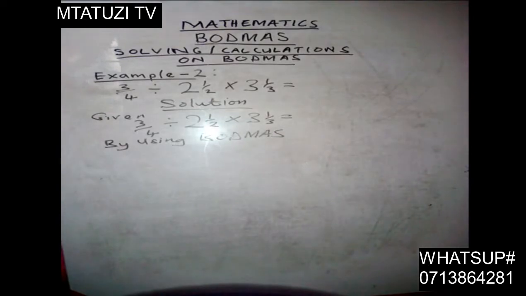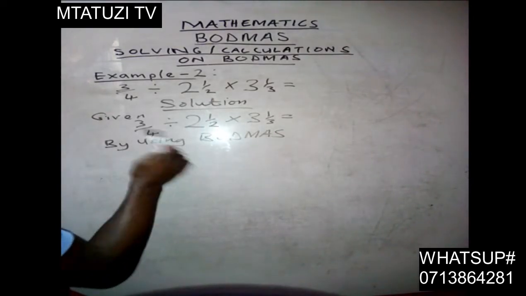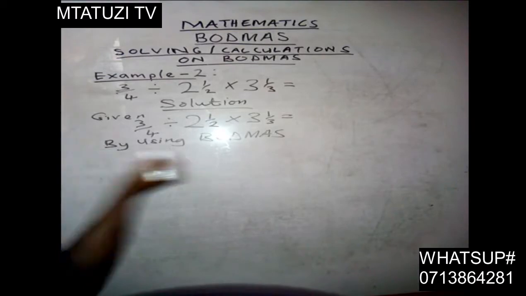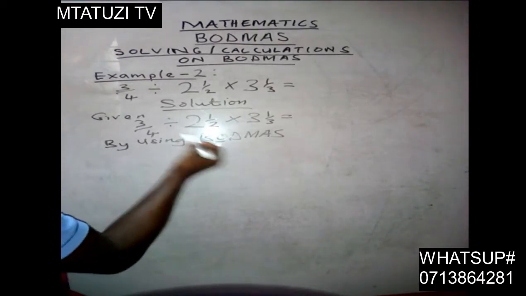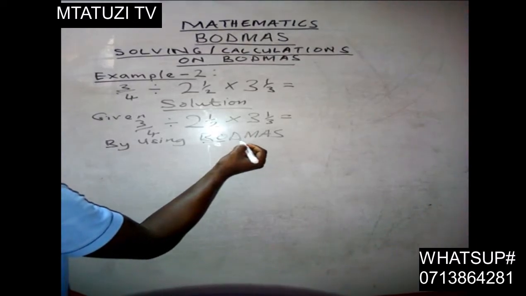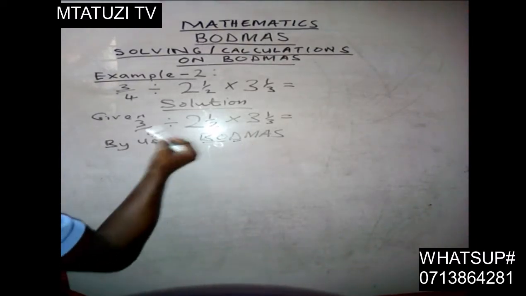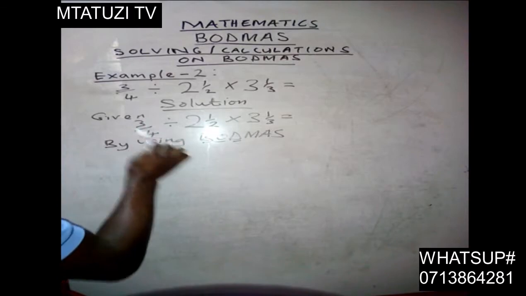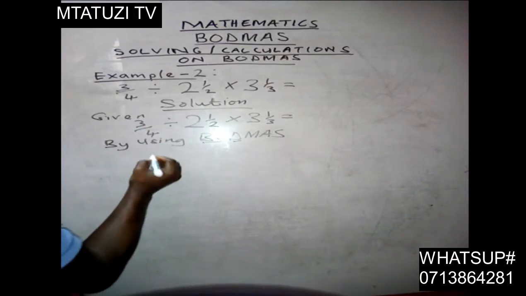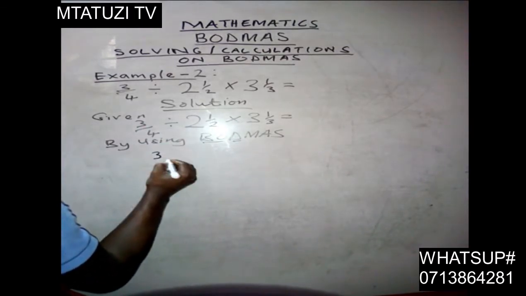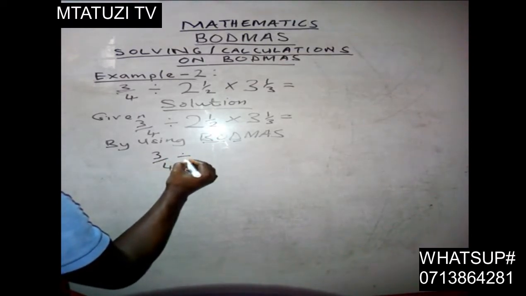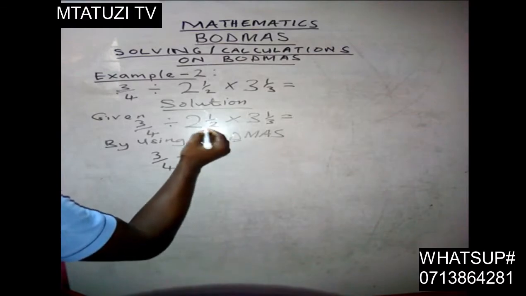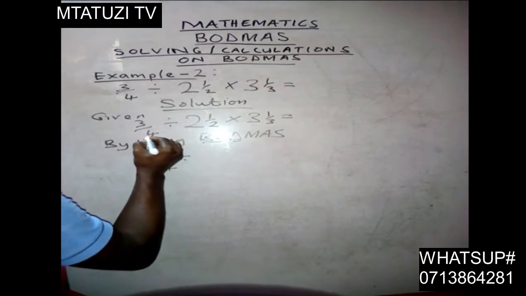By using Bodmas, we have opened the bracket. There is no bracket to open, so we leave this one out. Another operation that follows is division. There is division. We have to divide between this one and this one. So there we have to divide. We take 3/4 divided by this one.